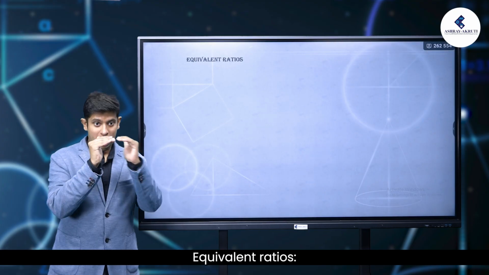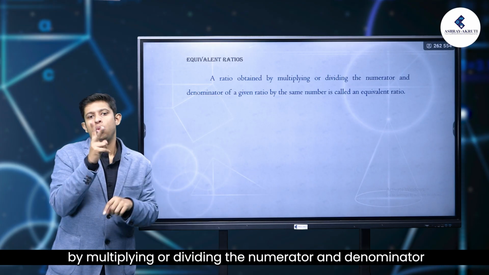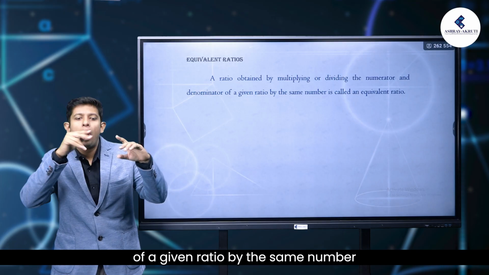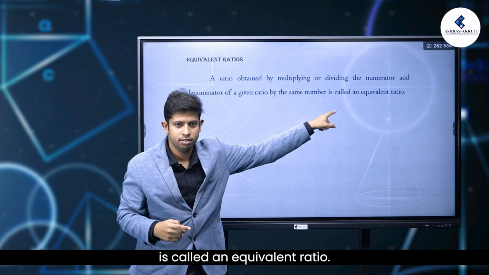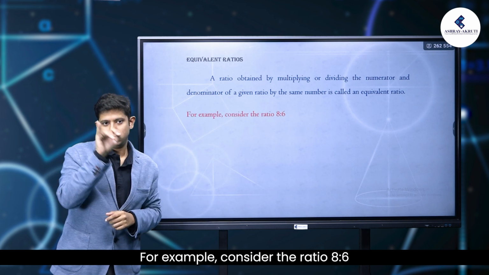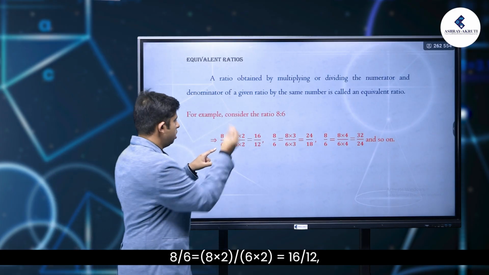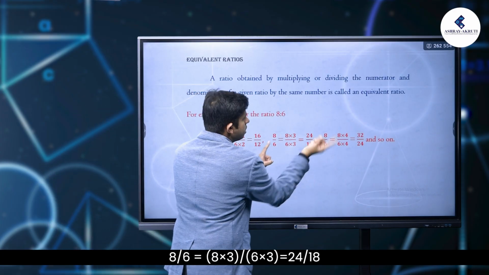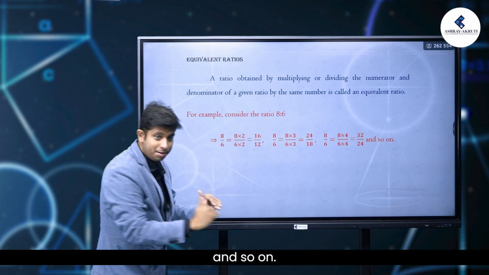Equivalent ratios. A ratio obtained by multiplying or dividing the numerator and denominator of a given ratio by the same number is called an equivalent ratio. For example, consider the ratio 8 is to 6. 8/6 = (8 x 2)/(6 x 2) = 16/12. 8/6 = (8 x 3)/(6 x 3) = 24/18, and so on.